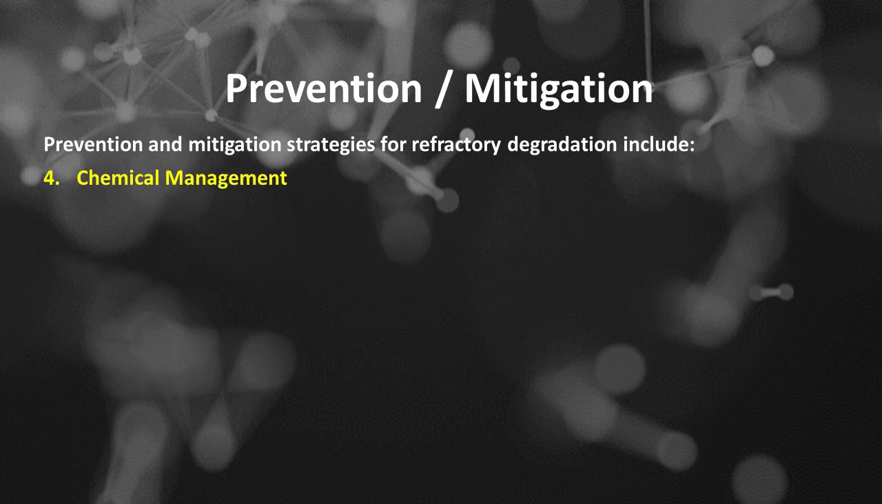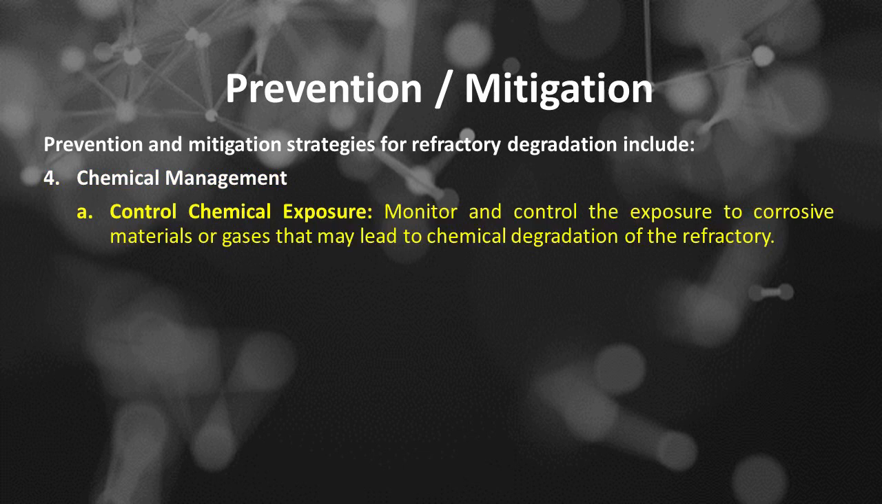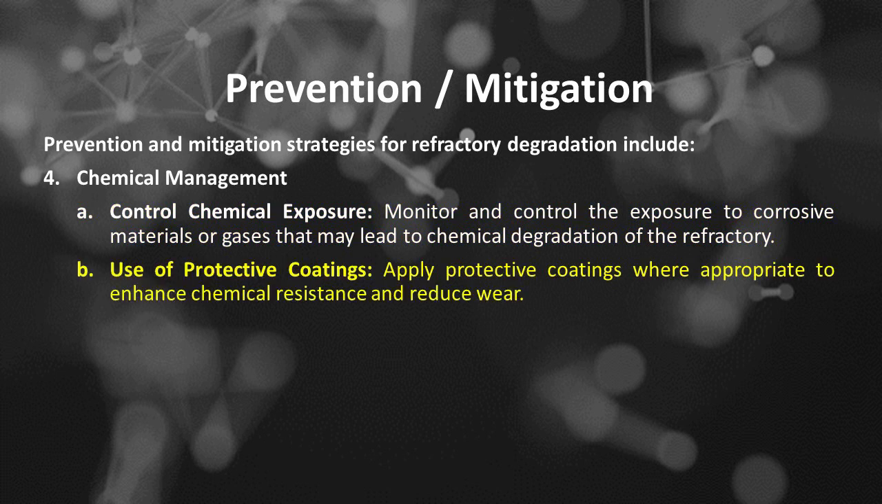Number 4 of prevention and mitigation strategies for refractory degradation is chemical management, includes. Number A of chemical management is control chemical exposure. Monitor and control the exposure to corrosive materials or gases that may lead to chemical degradation of the refractory. Number B of chemical management is use of protective coatings. Apply protective coatings where appropriate to enhance chemical resistance and reduce wear.